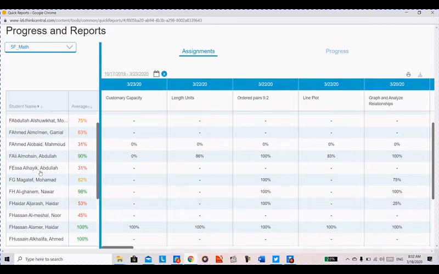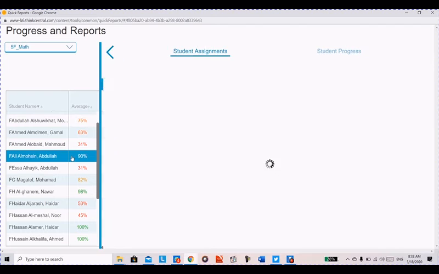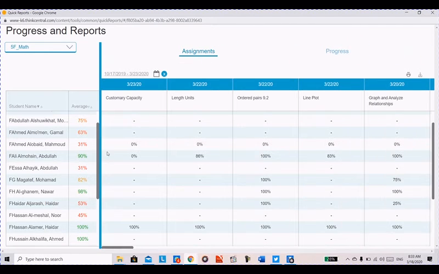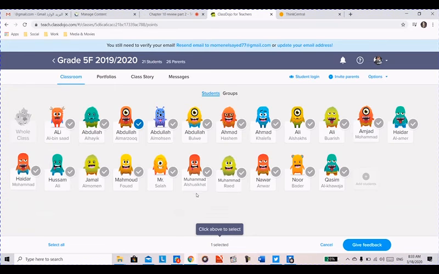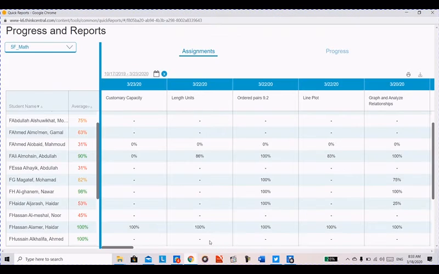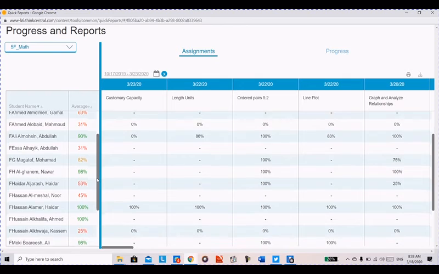Okay, next one is Abdullah al-Muhsin. Abdullah al-Muhsin, you did the homeworks, but the last homework, customary capacity, you didn't do. Okay, so let's put your name here. Okay, next one.